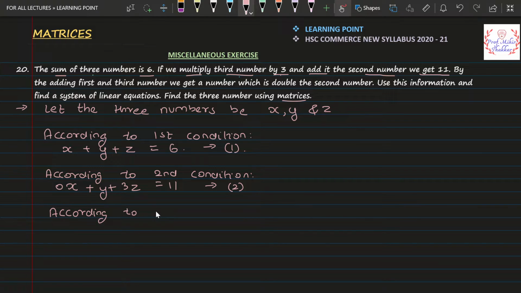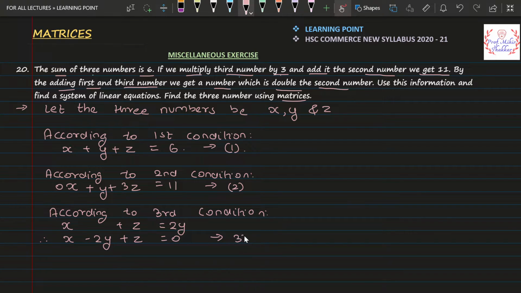According to third condition, adding first and the third number, so I get over here x plus z, get a number which is double the second number. So this is equal to 2y. Because we require all the variables on left hand side, I transfer this 2y on the left. So I get x minus 2y plus z, that is equal to 0. That is your equation 3.